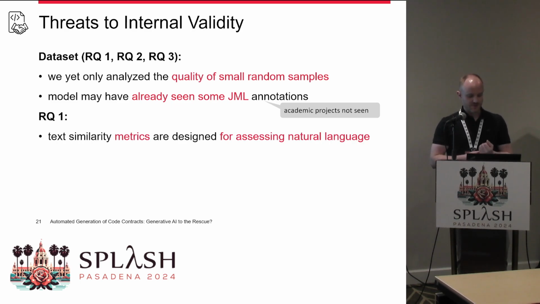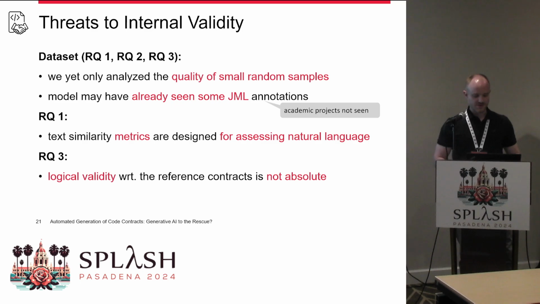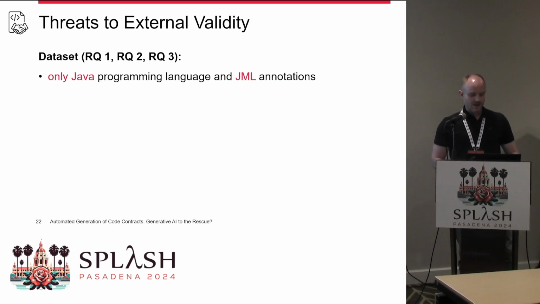So for research question 1, these metrics that we computed are maybe not the best choice for code, so maybe that's also something where you should not interpret too much into these metrics. And for research question 3, our logical validity, of course, is just related to the reference contract that we look at, so it's not an absolute value that we computed there. Also in terms of threats to external validity, we just had a look into Java and JML, so we still would have to check whether our method generalizes to other programming languages and other frameworks that also have possibilities to use design by contract.